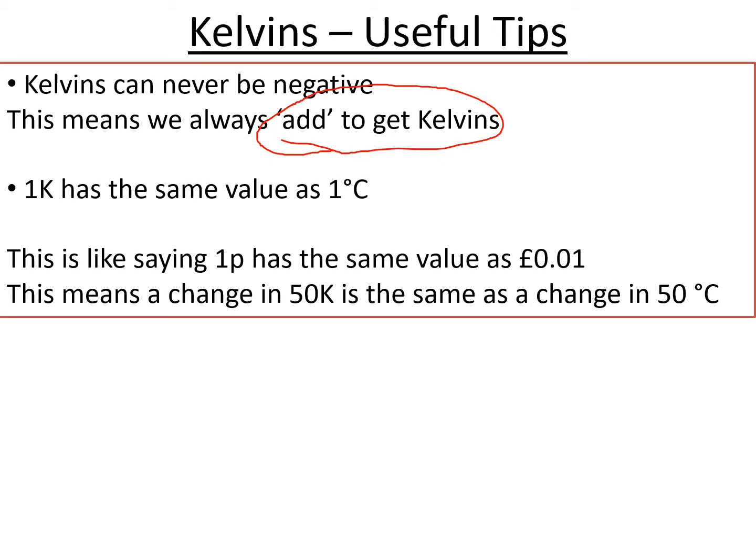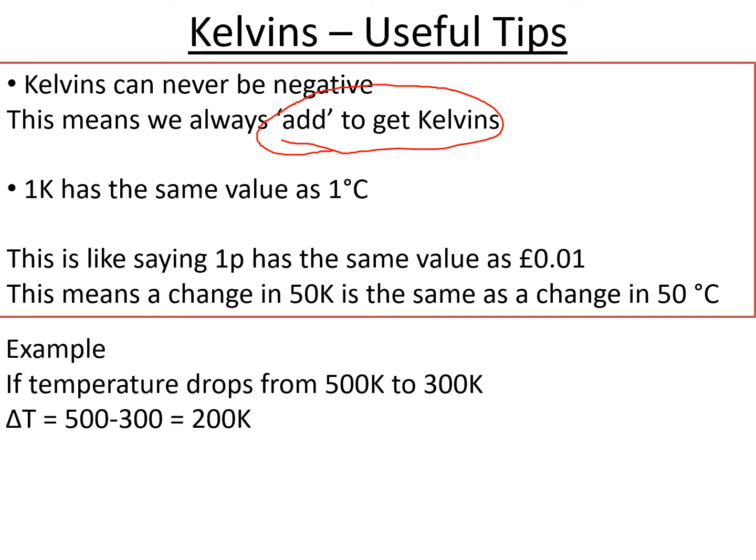Now, the second thing, which I've talked about before, I think when we did specific heat capacity, is that 1 kelvin has the same value as 1 degree Celsius. This is like saying 1 pence has the same value as 0.01 pounds. Even though they're different units, they are still worth the same amount. In other words, a change of 50 kelvins is the same as a change of 50 degrees Celsius. Let's look at that through an example.